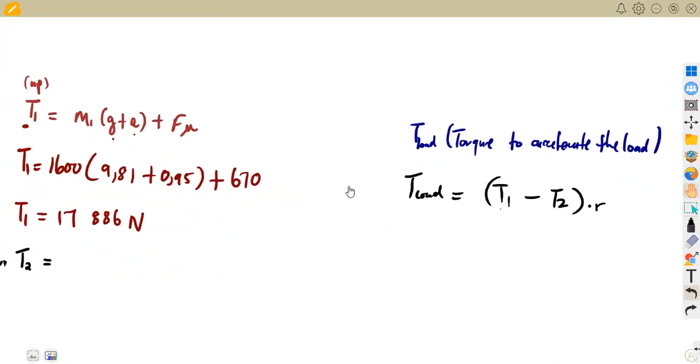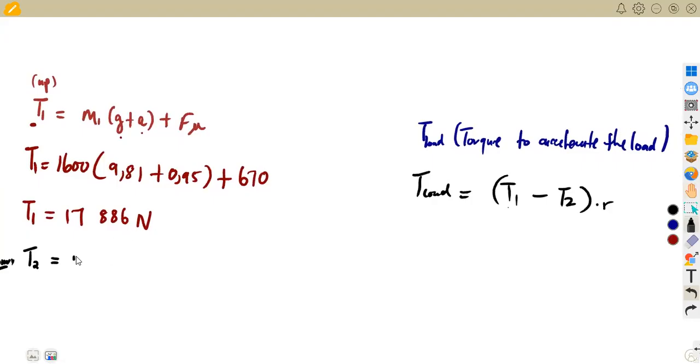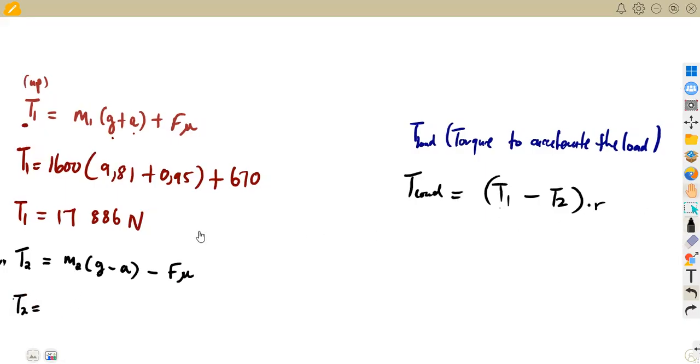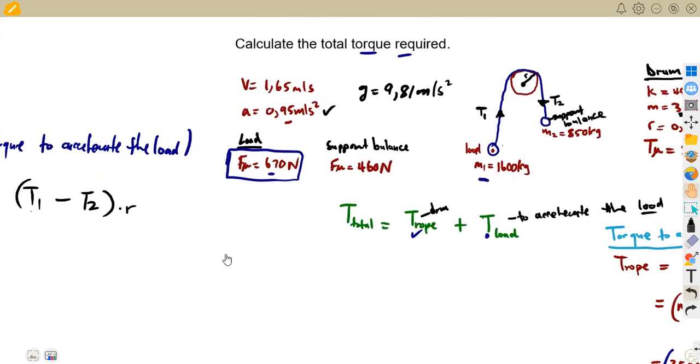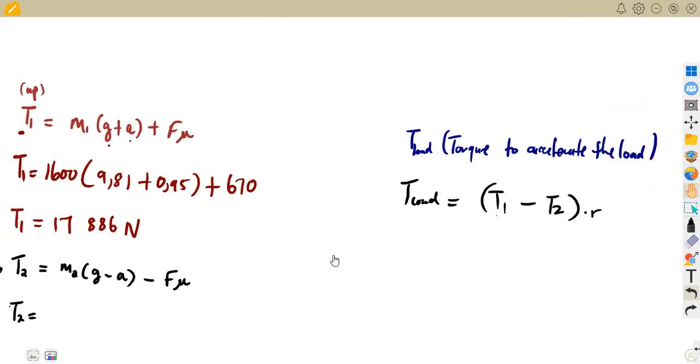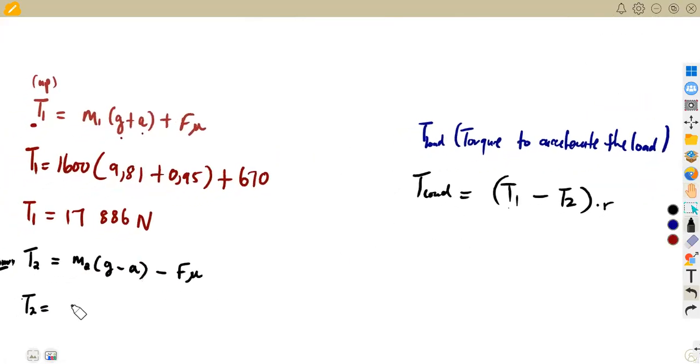This one, we are going to subtract. I think if you take from engineering science N3, we talked about this. So this is going to be M2 into G minus A minus the frictional force. So that is the whole concept. So meaning to say we can calculate T2, the mass of 2, which is the support balance. In this case here, the support balance is 850. So we are going to use 850 kgs. Be very careful about the masses that you are going to use. So this one, we are going to use M2, which is 850 into G, 9.81, minus the acceleration. Remember, our acceleration is 0.95.